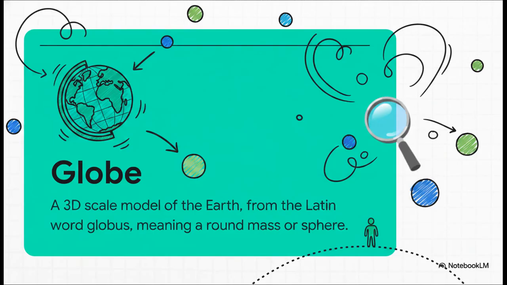Okay, let's dive into this. The word globe actually comes from the Latin word globus, which just means a round mass or sphere. Simple enough, right? But in geographical terms, it's a three-dimensional scale model of the Earth. It's not just a ball, it is a miniaturized, incredibly accurate version of our reality.